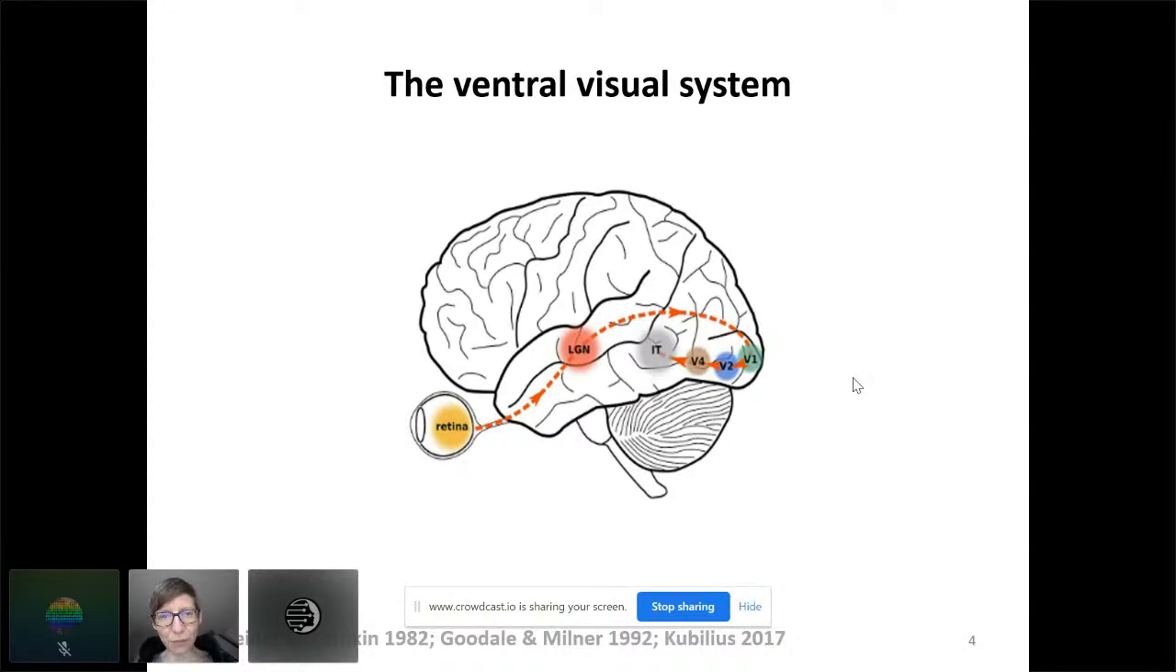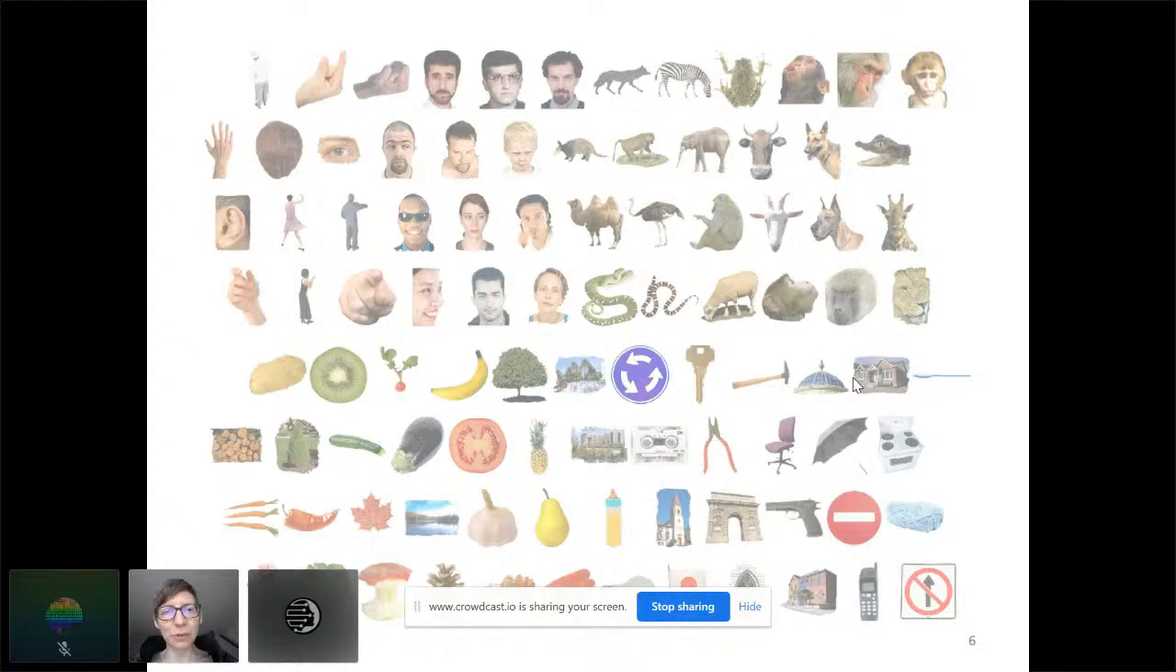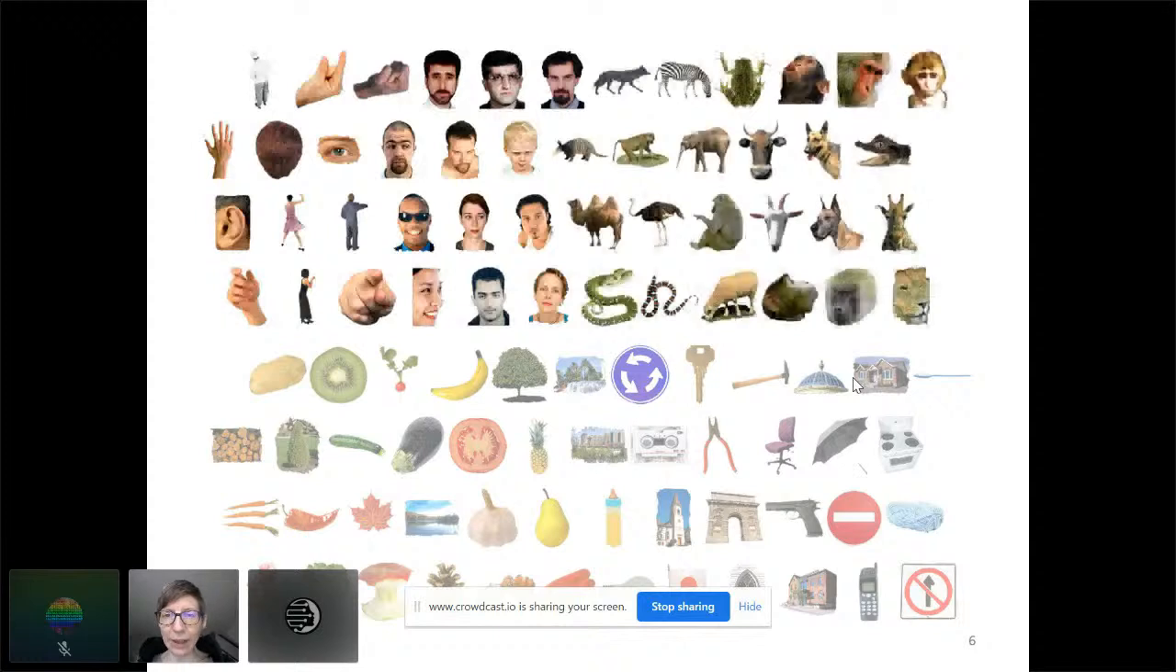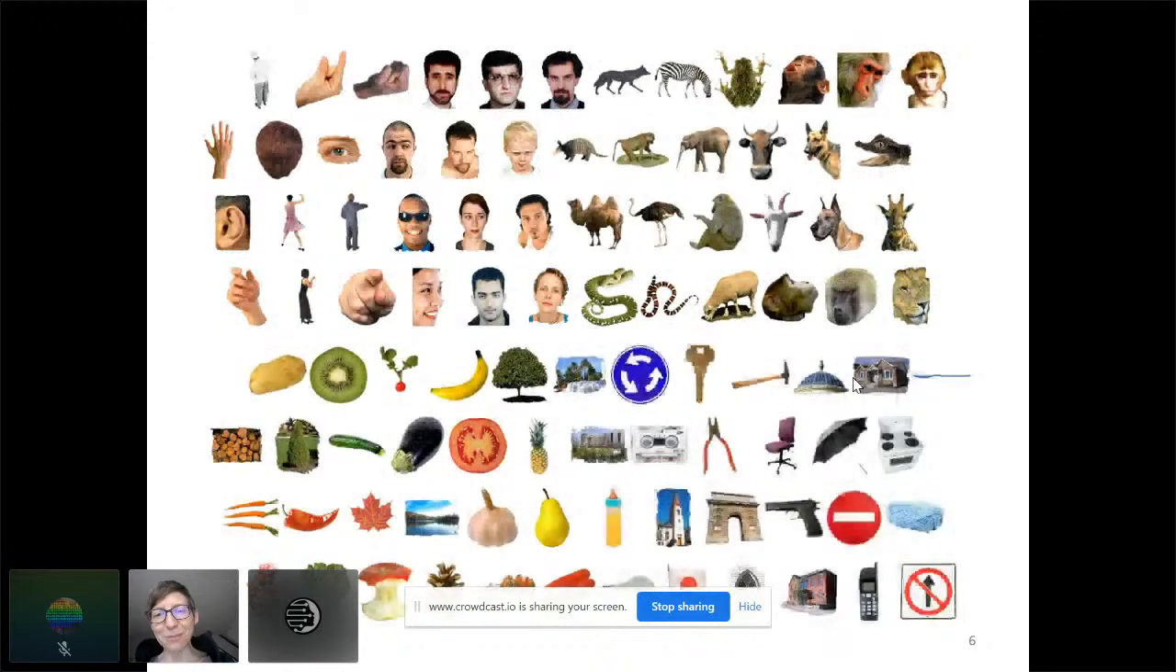In order to do that, we presented visual images to human participants, while they were lying in the fMRI scanner, and we measured their brain activity in IT. And here we see the images. You can see that they're from a range of categories, including humans, so that's faces and bodies, animals, also faces and bodies, then natural objects and man-made objects.